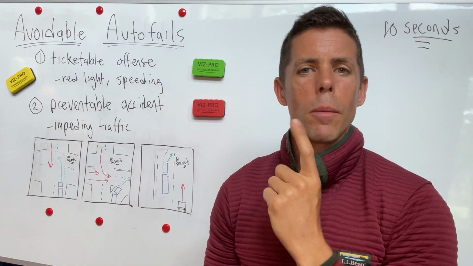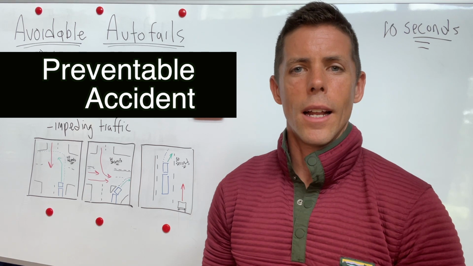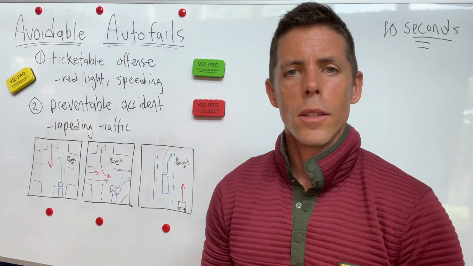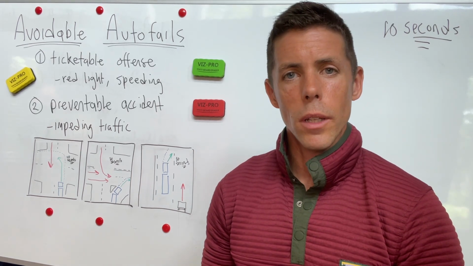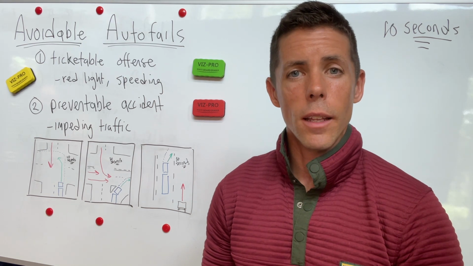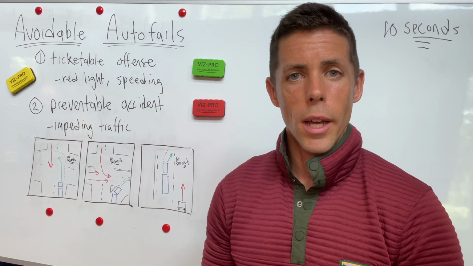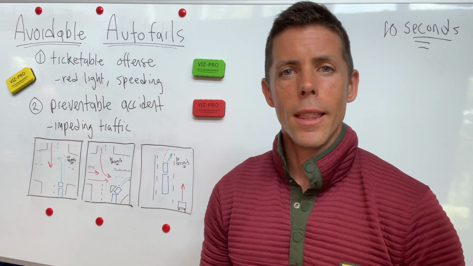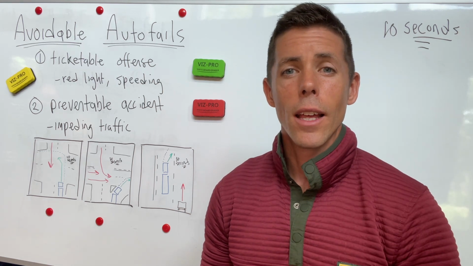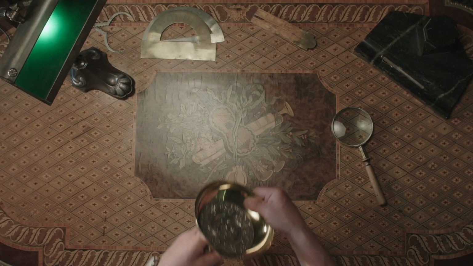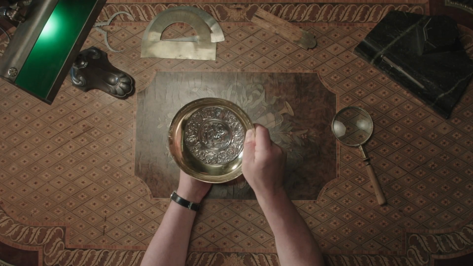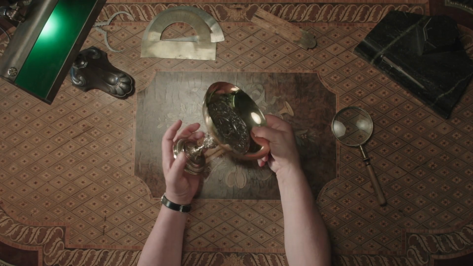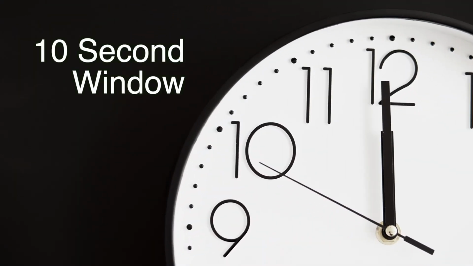Now, next up is something called the preventable accident, i.e. the impeding. And this is the one we see the most frequently, so we want to make sure that we take a second here, think about it, develop a strategy to avoid it. Now, if you've worked with me before, you've heard me say the 10-second window at length. This is the holy grail of how to keep ourselves from that auto fail on our test day. Make sure that you have a 10-second window.